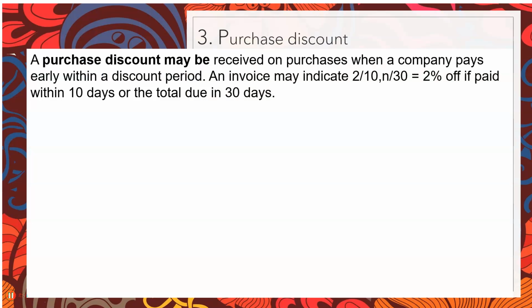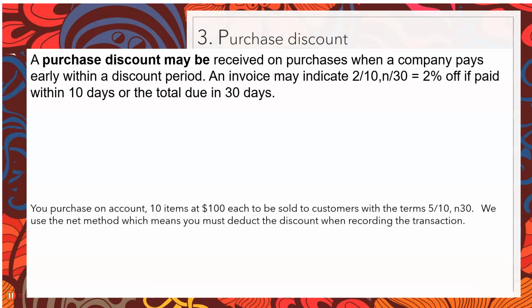The next thing we're going to cover is a purchase discount. A purchase discount may be received on purchases when a company pays early within a specified period of time. An example would be if you saw 2/10 N30. What that means is you get 2% off if you pay within 10 days, or you have to pay the total in 30 days. Now remember, that percentage can change. It depends on what the vendor provides.